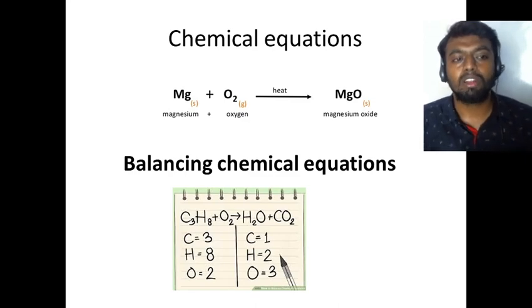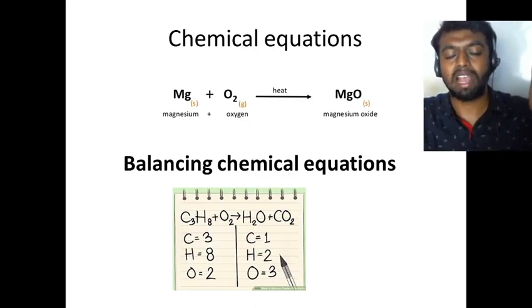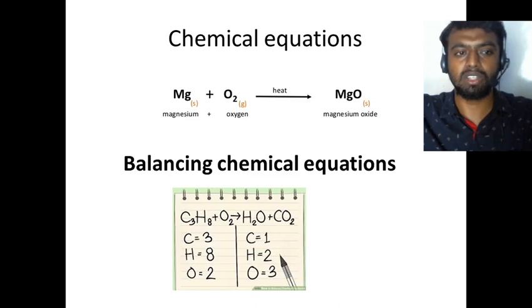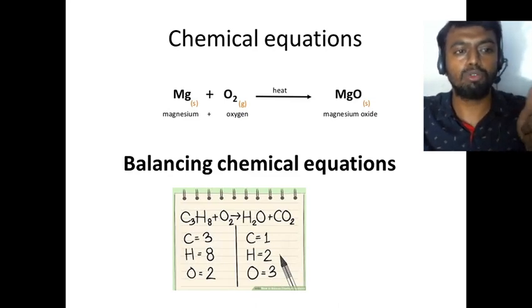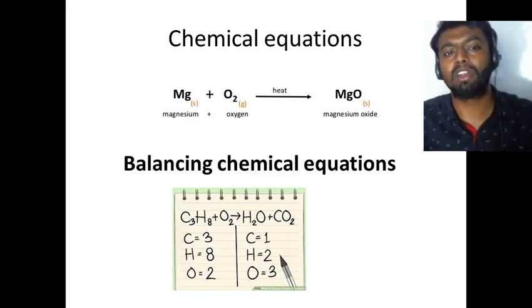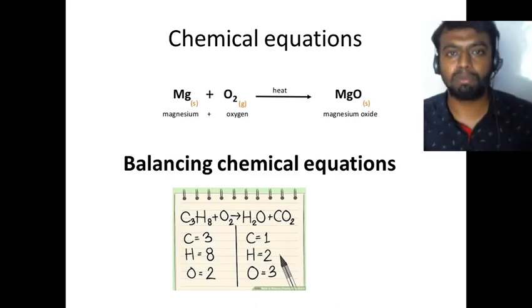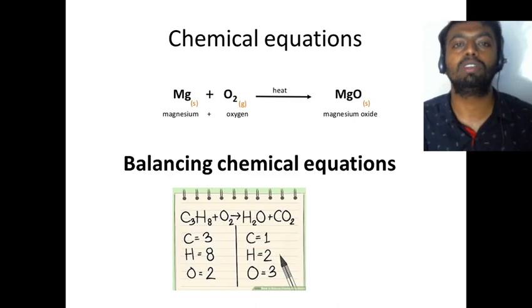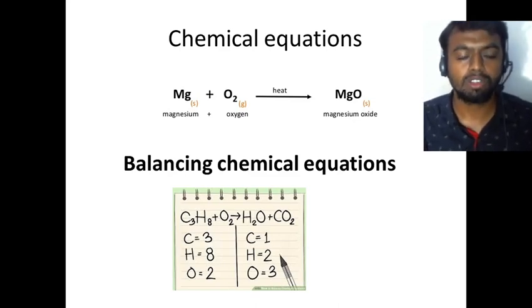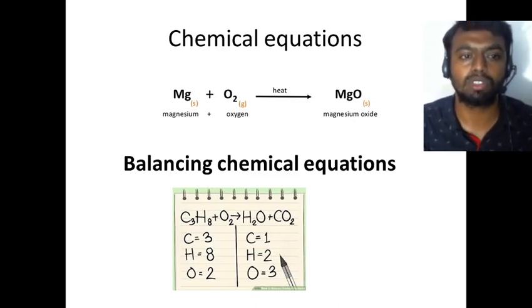Now, if I'm taking maybe 1 kg of magnesium, I can see in the product also 1 kg of magnesium. But on the reactant side, I'm taking 2 kg of oxygen, but on the product side, I'm getting only 1 kg. That means 1 kg has vanished. That can't happen practically. So you always have to write a balanced chemical equation. So how do we do this balancing process?